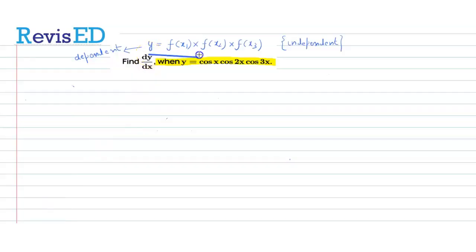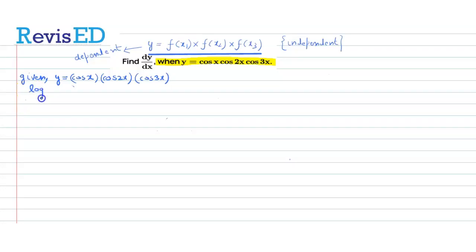So what we need to find is the rate of change of the dependent variable with respect to an independent variable, provided the given function. So let's write the given: y is equal to cos of x multiplied by cos of 2x multiplied by cos of 3x. Now let's take log on both sides. We'll be taking the natural log, that is, the base of the log is e.